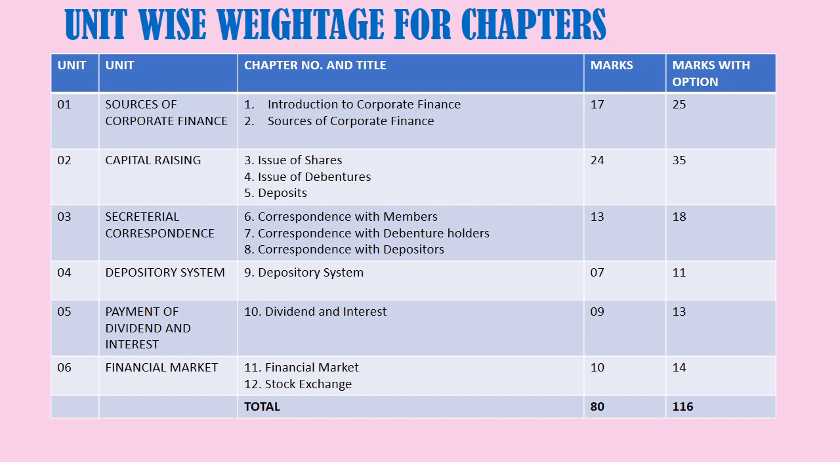Second we have unit 2, Capital Raising. There we have 3 chapters, that are issue of shares, issue of debentures and deposits. Total marks allotted are 24 and marks with option are 35. As you can observe, the highest marks have been given to these 3 chapters together. That is with option you have 35 and without option you have 24.